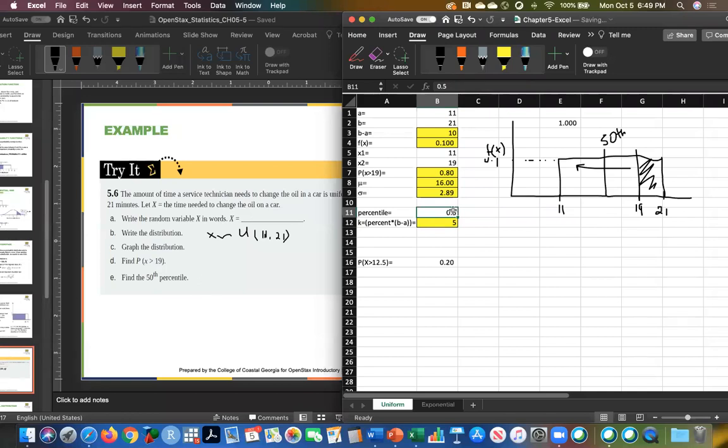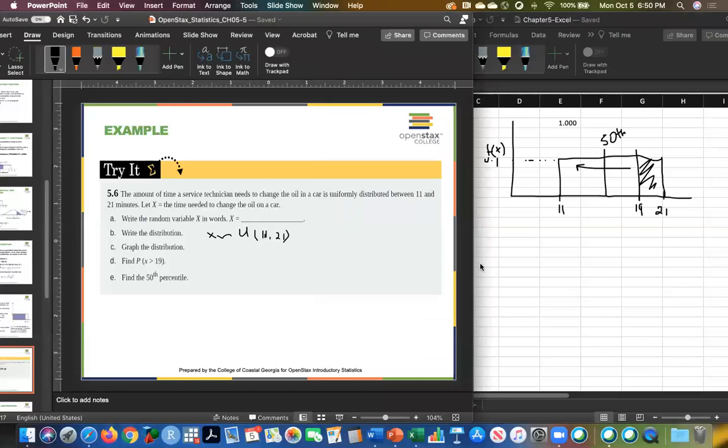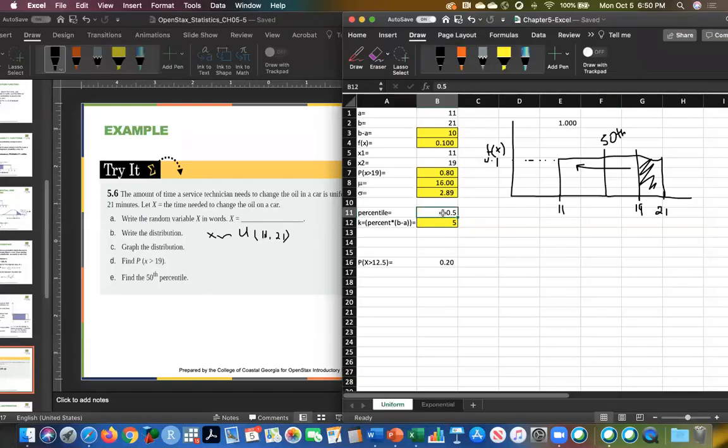It was fine last time. Find the 50th percentile. We are doing the percent times the base. So the base is gonna be 10. 50th percentile, 0.5. So let me check this result because that doesn't make any sense. 5 is outside of this. So I'm gonna check this because this is not the 50th percentile, right? So I'm gonna check on this.